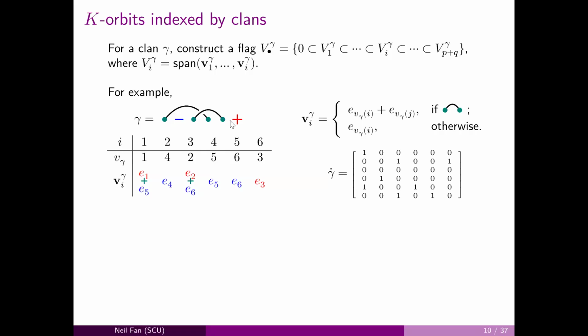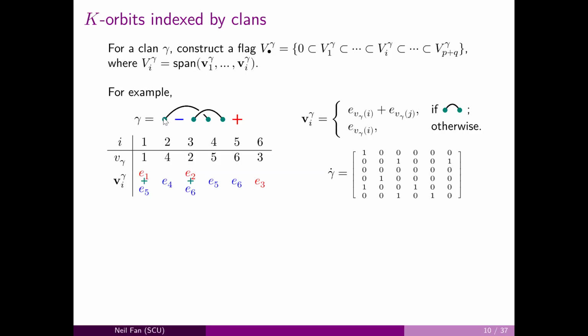If the node I of gamma is either a plus sign or minus sign or right endpoint, then vi is a standard basis vector, which is E sub V gamma of I. If the node I of gamma is a left endpoint, then vi is the sum of 2 basis vectors, that is E sub V gamma of I plus E sub V gamma of J. So there is only one situation where vi is the sum of 2 standard basis vectors, that is the left endpoint.